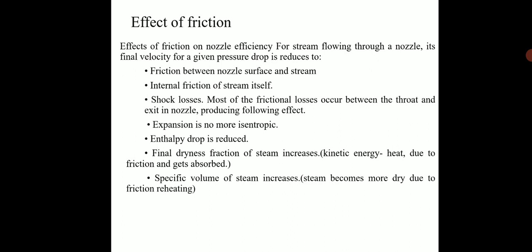For steam flowing through a nozzle, friction reduces the final velocity for a given pressure drop. It arises from the friction between the nozzle surface and the steam and within the steam itself. There are also shock losses. Most of the frictional losses occur between the throat and the exit in a nozzle, producing the following effects. The expansion is less isentropic, the enthalpy drop is reduced, the final dryness fraction of the steam increases, that is, the kinetic energy is converted to heat due to friction and gets absorbed. The specific volume of the steam increases. The steam becomes more dry due to the frictional reheating.